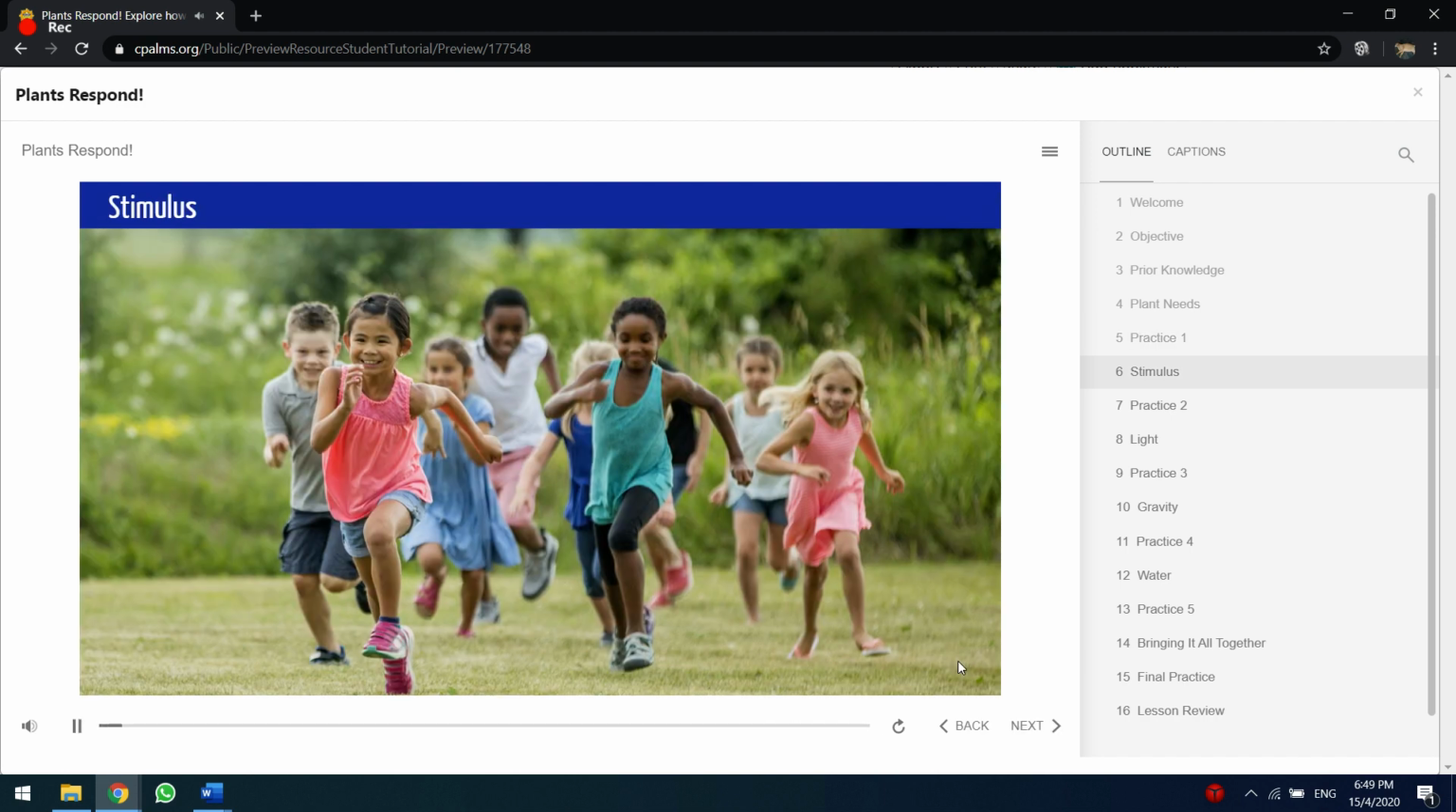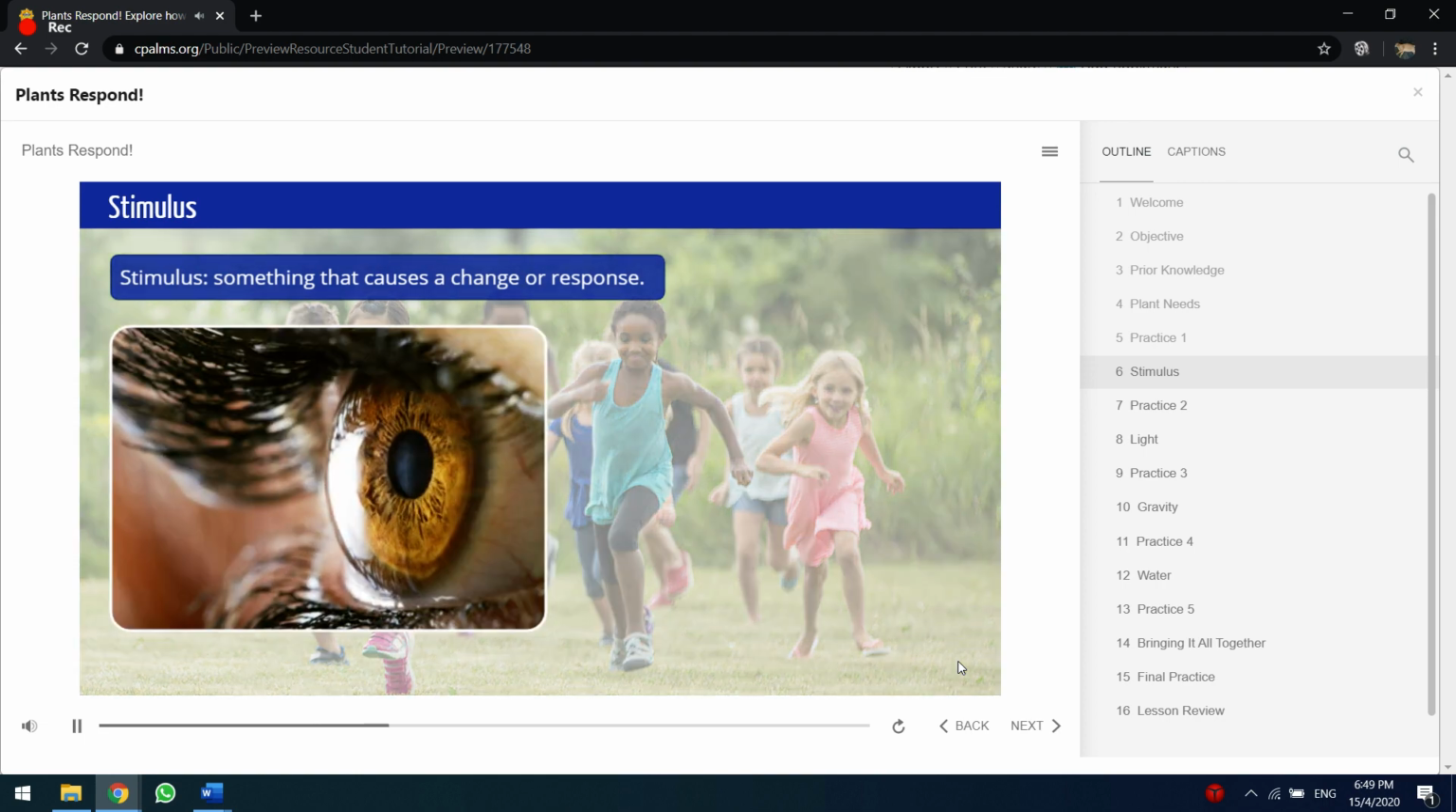When you're outside playing, maybe in a race, what do you notice about how your body changes? When your body heats up, you often start to sweat. Your body is reacting to the heat, or stimulus. A stimulus is something that causes a response.